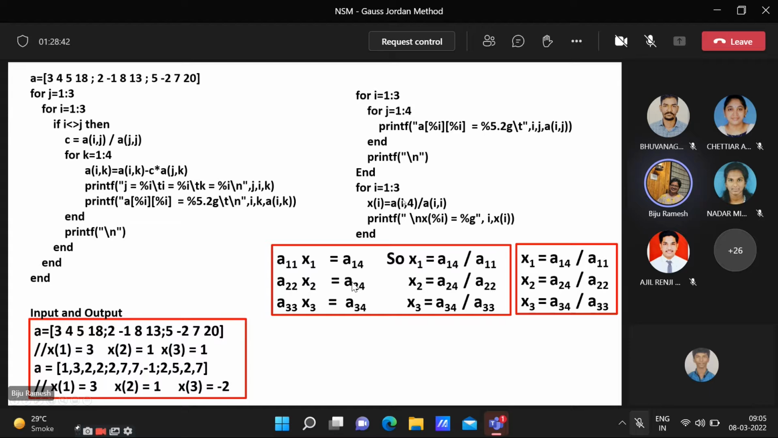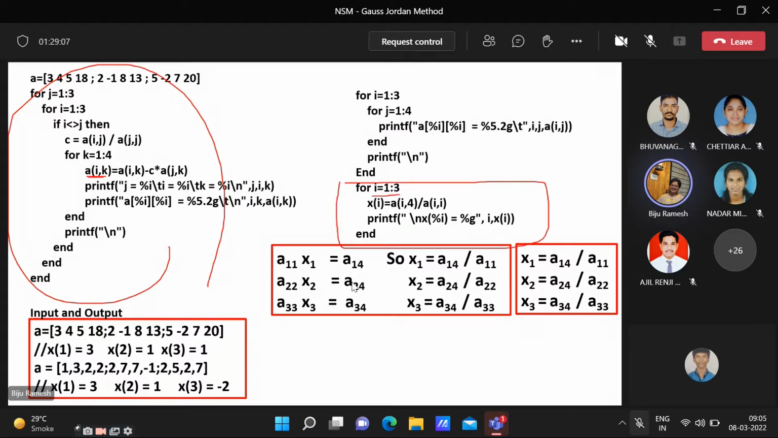Sorry, I forgot to tell this part. How will you equate this? I am yet to explain how to equate. So now you have got the values in A(I,K), all the values are there. Now we have to use this loop. This is an easy one.